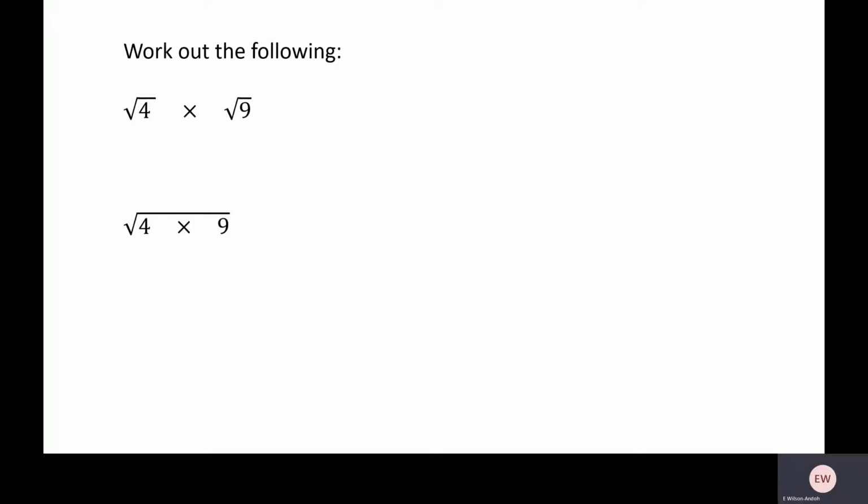Let's look at the two examples on the screen. Now, in the first one, we are asked to work out root 4 times root 9. And this is equal to 2 times 3, which is equal to 6. And in the second example, we have 4 times 9, all in a square root. So this can be written as square root of 36. And 36 is a square number, so the square root of that will give us 6. So when you check the two answers, you can see that they are the same.